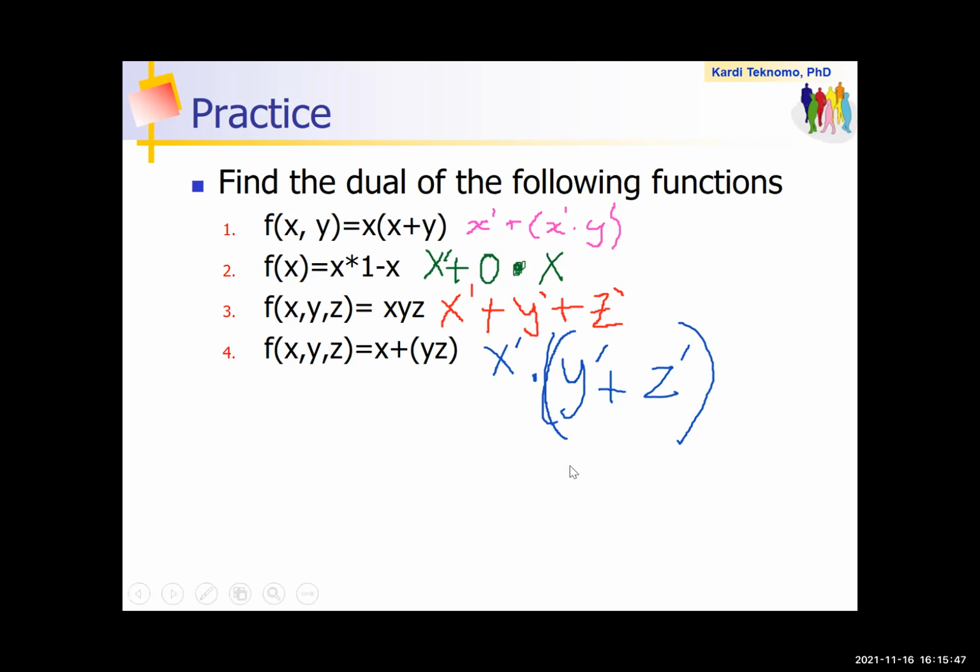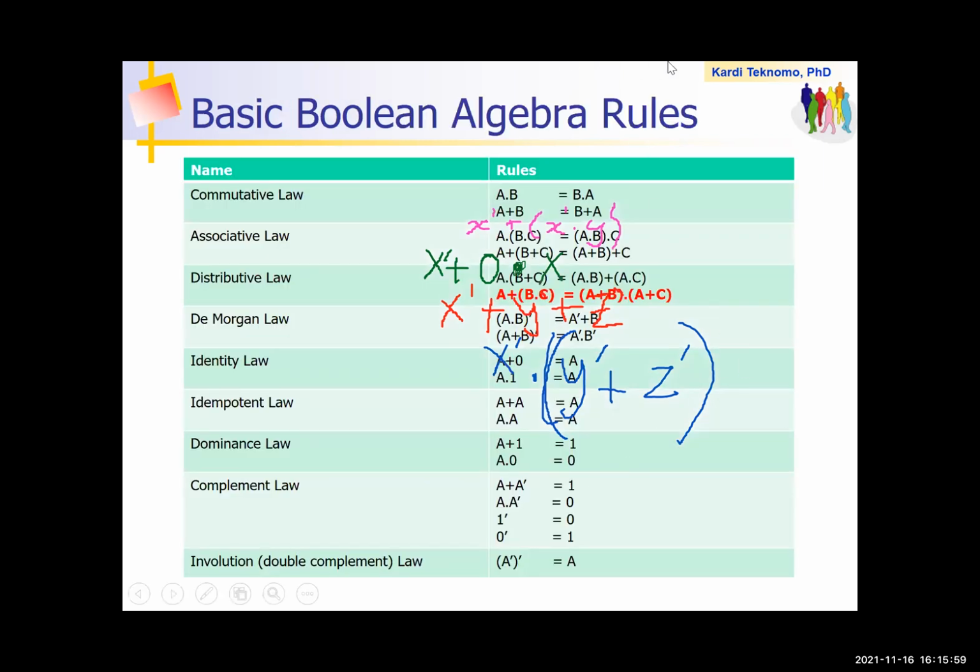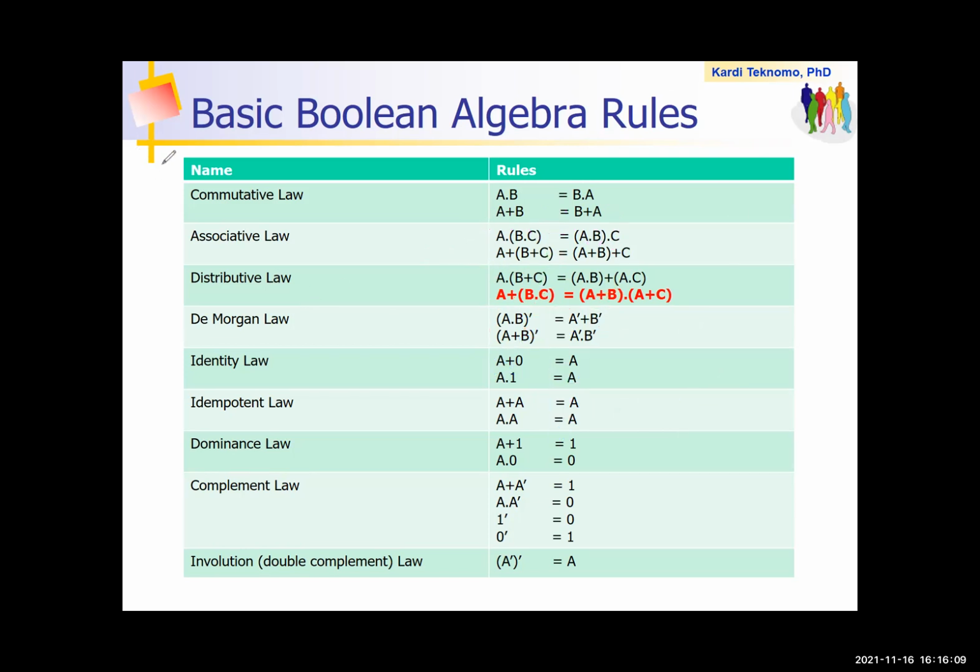Okay, so the dual is important. Why? Because they have the same truth table as the primal. Okay, so let's clean up the annotation. I will clear all the drawings. Okay, so this is the rule of Boolean algebra. Of course you don't need to memorize, but if you memorize, you will get advantage. The one that we just discussed a while ago is called De Morgan's law, which is this one. That is the dual that we just discussed a while ago.